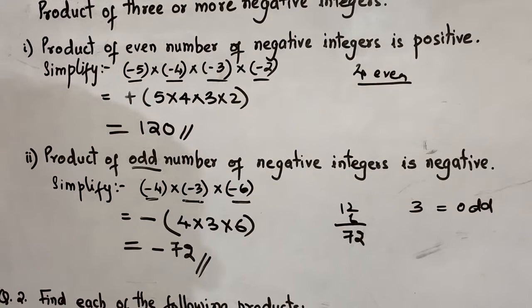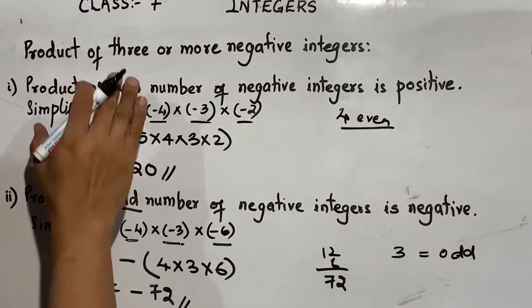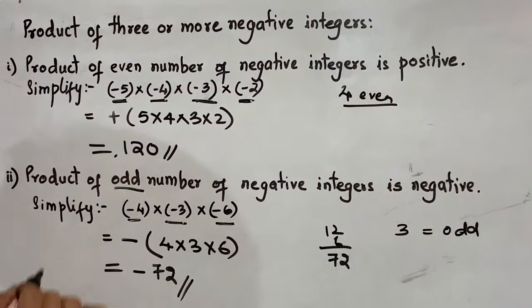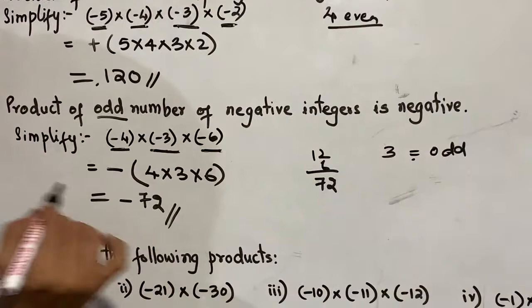Okay, the rule is: if the number of negative integers is even, the answer will be positive. If the number of negative integers is odd, the answer will be negative.